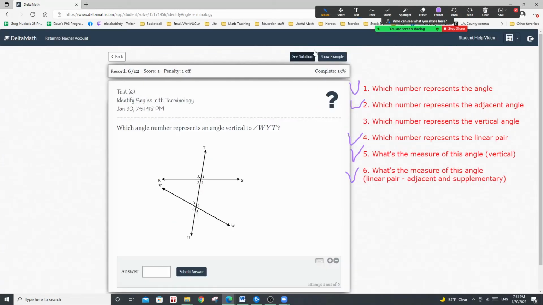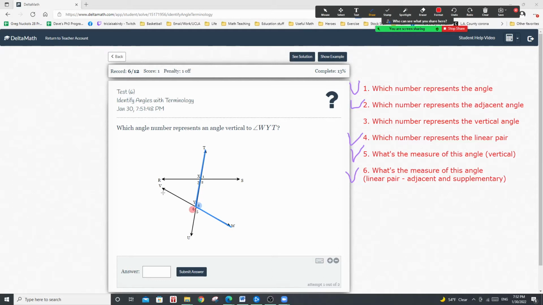Let's see if there's, oh, here, the last type of problem. Which angle represents an angle vertical to WYT? So let's draw out WYT, W to Y to T, okay? In between those two lines that we drew is angle 4. Which angle is across from it? It's angle 6.